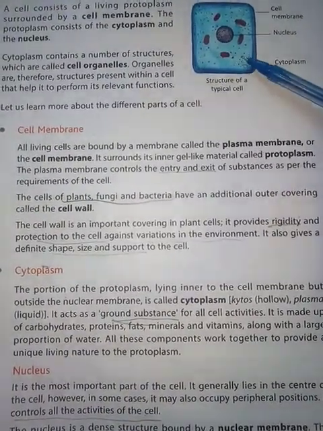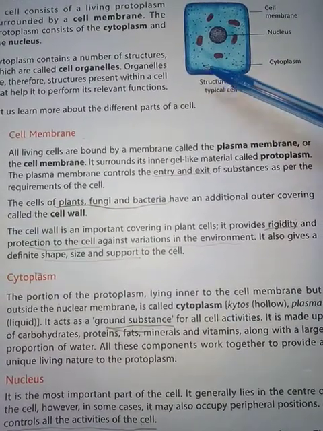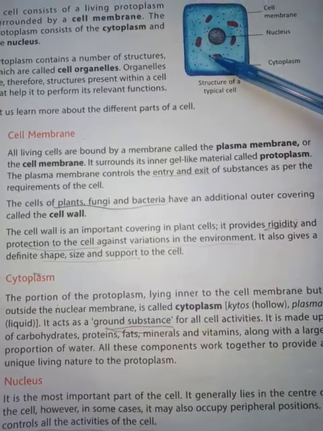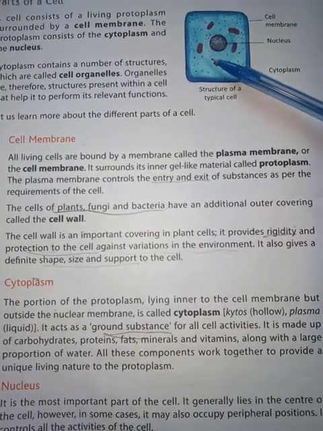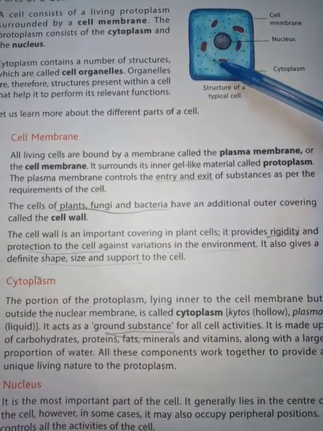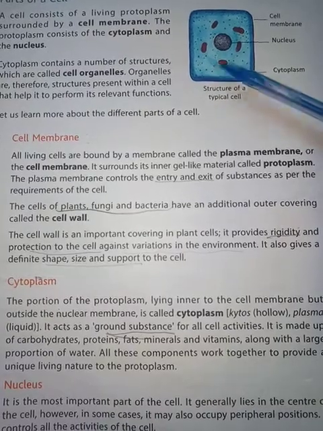Next is about cytoplasm. Cytoplasm is the portion of protoplasm inside the cell membrane and outside the nuclear membrane, and it is actually the ground substance for all the cell activities. It contains carbohydrates, proteins, fats, minerals and vitamins.